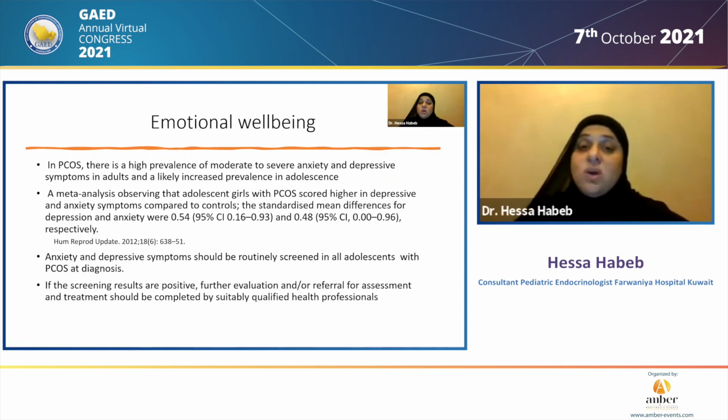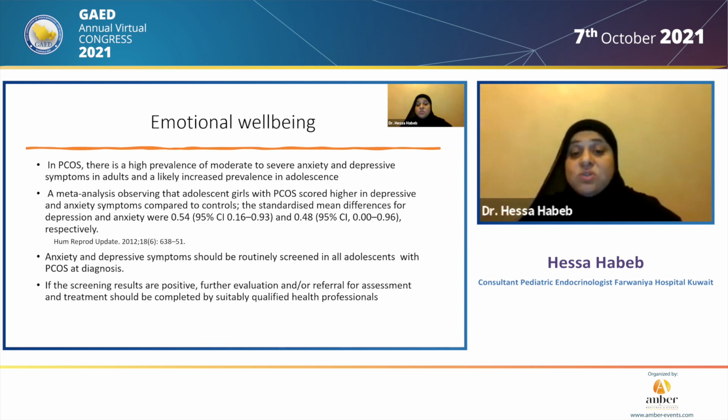We need also to consider emotional well-being when it comes to the management of these adolescents, as in PCOS there is a high prevalence of moderate to severe anxiety and depressive symptoms in adults and likewise in adolescent girls. A meta-analysis observed that adolescent girls with PCOS scored higher in depressive and anxiety symptoms compared to controls.